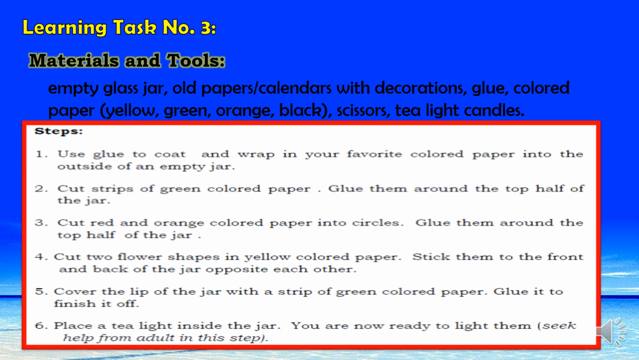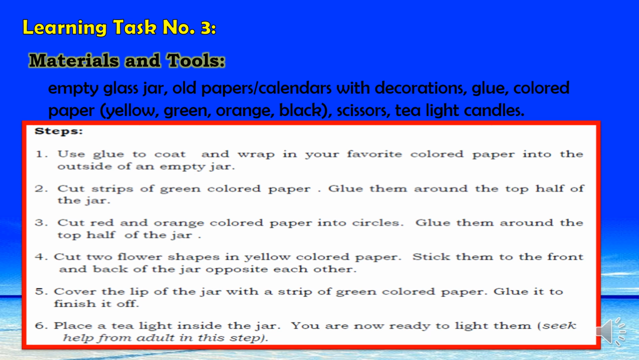Number three, cut red and orange colored paper into circles. Glue them around the top half of the jar. Number four, cut two flower shapes in yellow colored paper. Stick them to the front and back of the jar opposite each other. Number five, cover the lip of the jar with a strip of green colored paper. Glue it to finish it off.